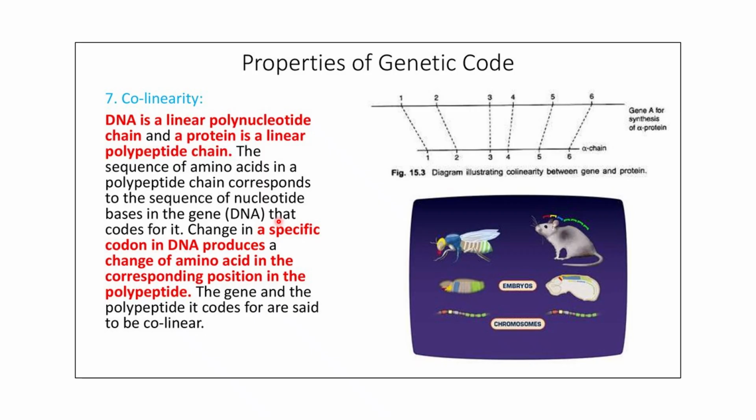The seventh property says DNA is a linear polynucleotide and a protein is a linear polypeptide chain. The sequence of amino acids in the polypeptide chain will actually correspond to the sequence of nucleotides in the gene. A change in a specific codon in DNA will produce a change in the sequence of amino acids in the polypeptide chain. So, gene and the protein sequence are collinear.